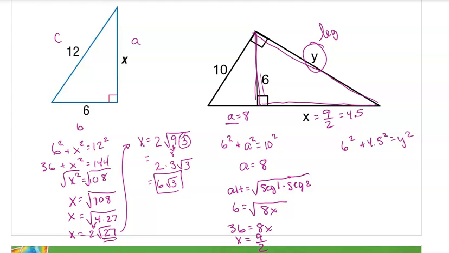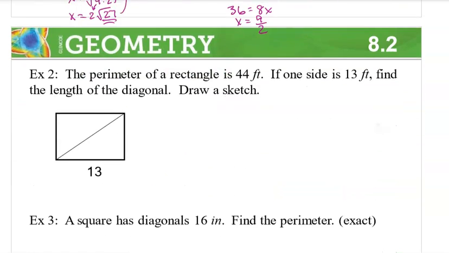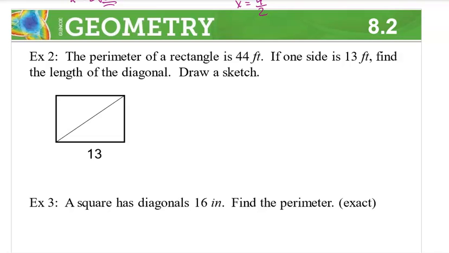Multiply those together and you end up with 56.25 equals y squared. So y equals the square root of 56.25. So y equals 7.5. So you might have to use a combination of your geometric mean and Pythagorean theorem to find some of these answers. Then we'll get to a little bit more applications.